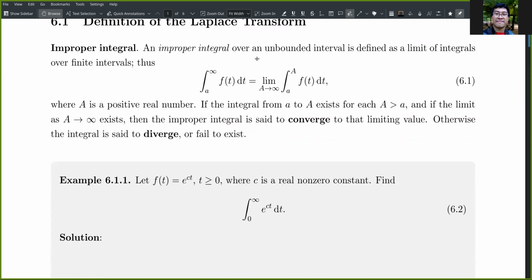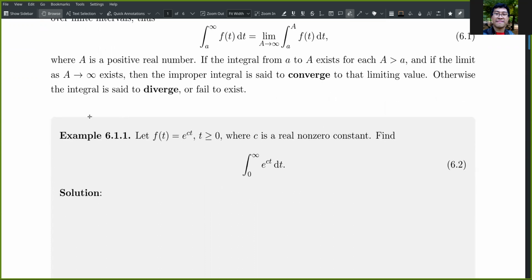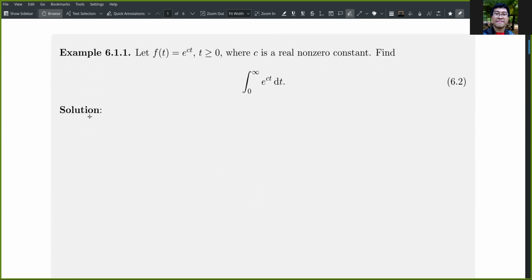An improper integral over an unbounded interval is defined as a limit of integrals over finite intervals. For example, if you have the integral from a to infinity of f(t) dt, you can replace this infinity with A. So you just take the limit as A approaches infinity, where A is a positive real number. If the integral from a to A exists for each A, and if the limit as A approaches infinity exists, then the improper integral is said to converge to that limiting value. Otherwise, the integral is said to diverge or fail to exist.